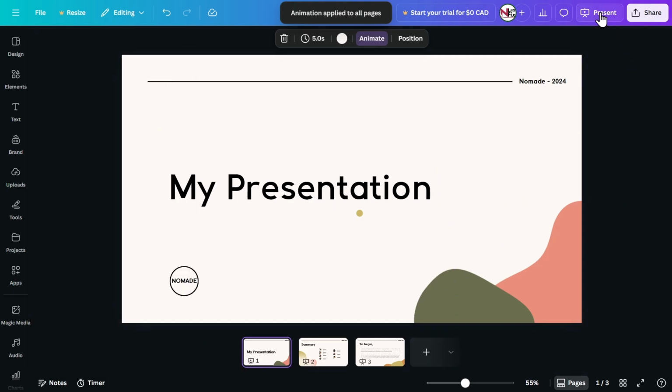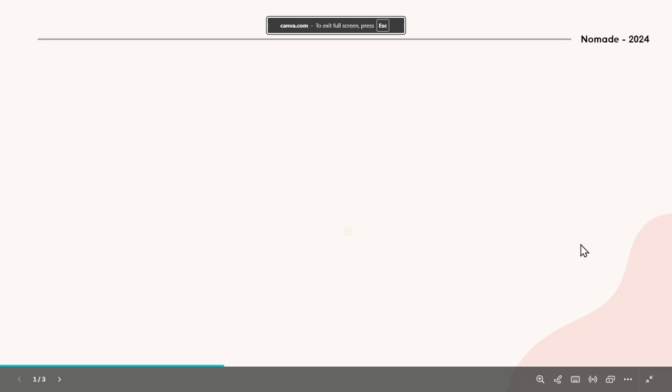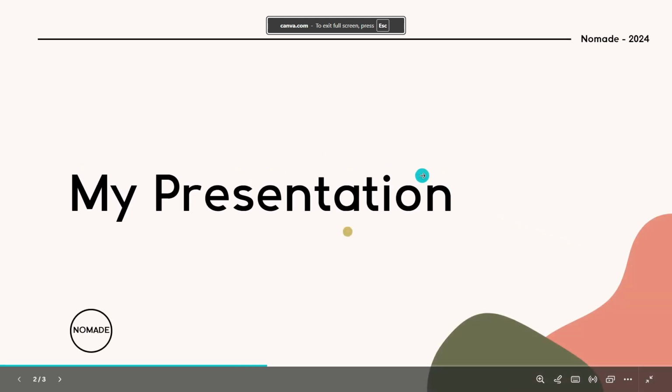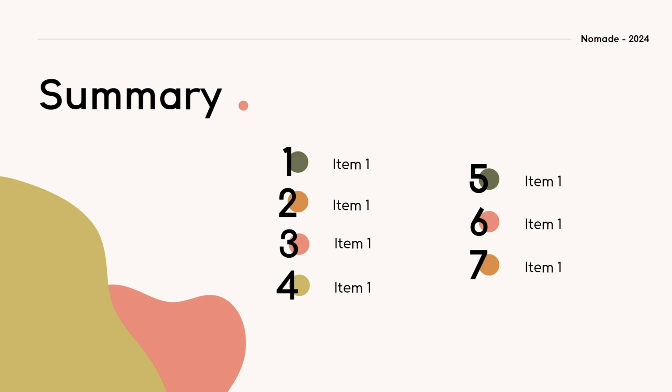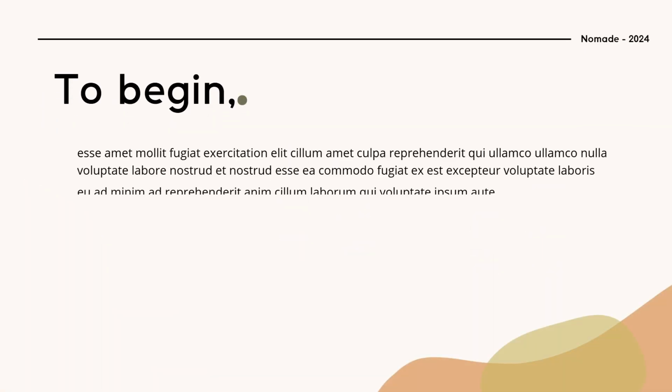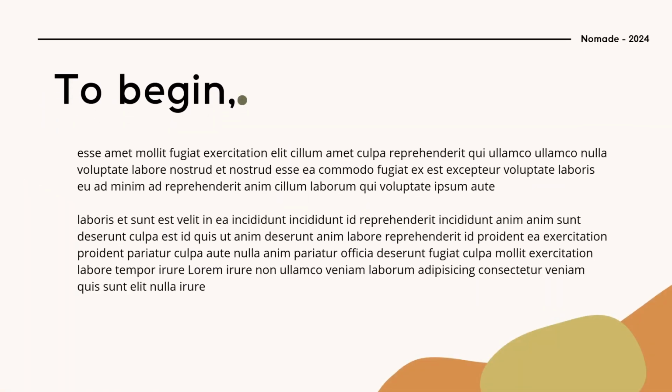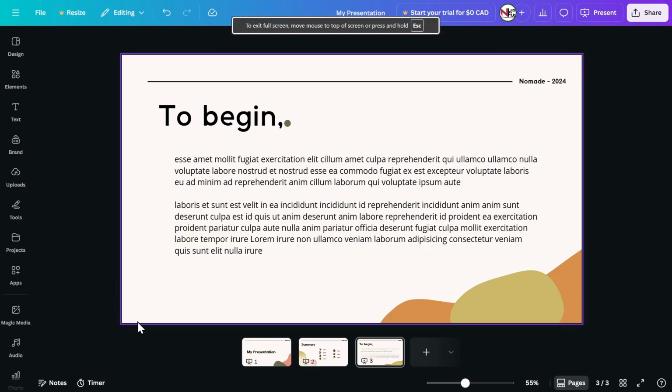And now when we test this by clicking present, now it works on this one, and it works on that. As you can see, this is being animated, and it also works on this last one. So this worked nicely, and that's how you can do this in your Canva presentation.